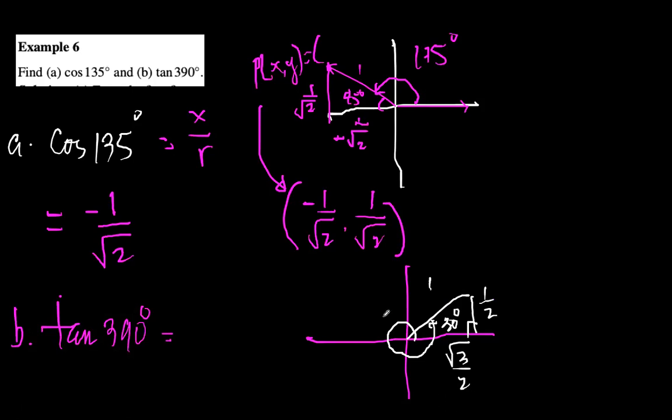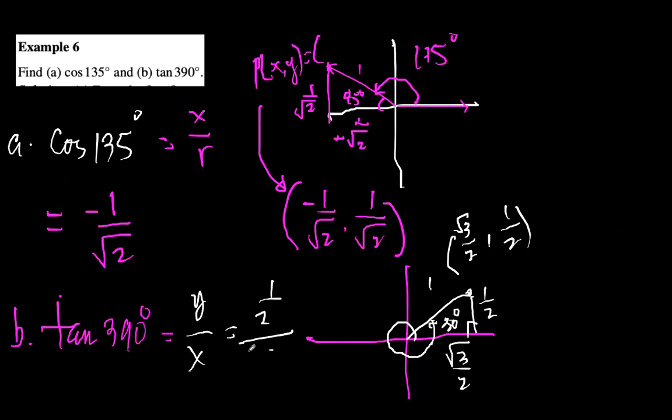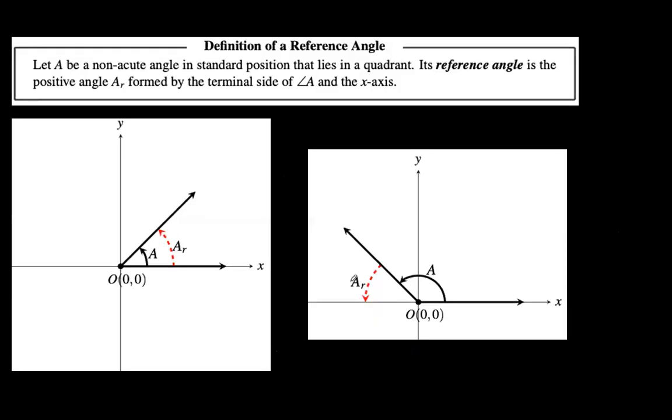Yeah, that's right. It's quadrant 1. So therefore, we already know the point right away. This is square root of 3 over 2 and 1/2. Since tangent is y over x, 1/2 over square root of 3 over 2, this is equal to 1 over square root of 3, or square root of 3 over 3. That's correct. Okay? Got it, class? Look, I defined the reference angle late here. But anyway, okay.